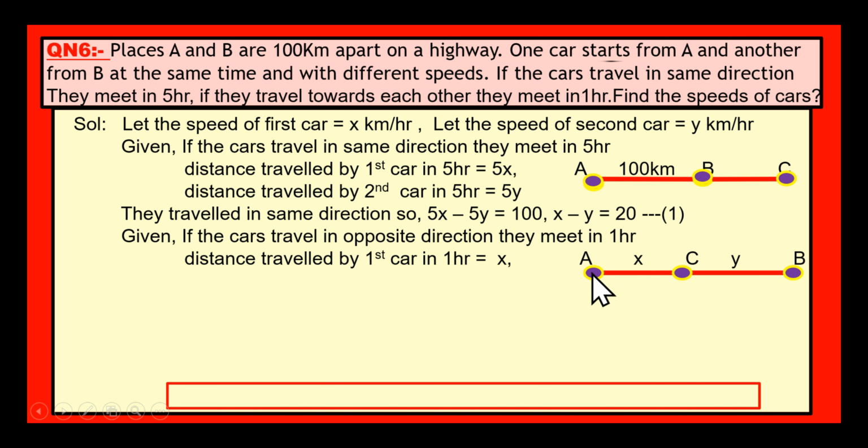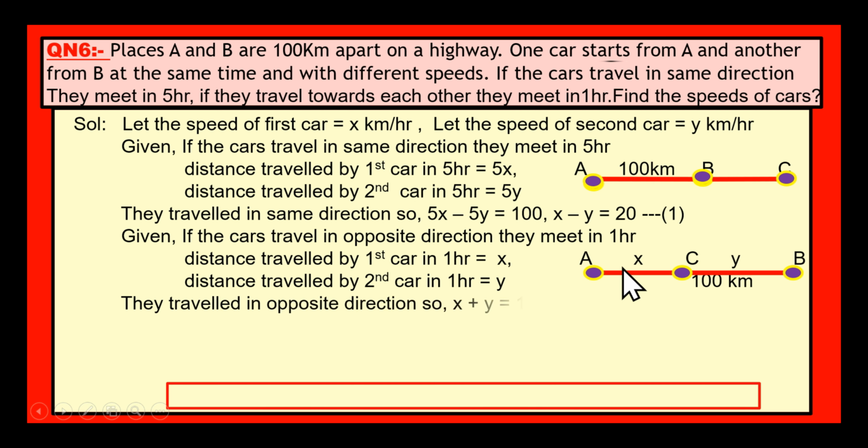The distance traveled by the first car in 1 hour is equal to time into speed. Time is 1 hour into speed x. 1 into x is x. Similarly, the distance traveled by the second car is time into speed. Time is 1 hour and the speed is y. Therefore, 1 into y is y. You see, A to C is x, C to B is y, but total AB is equal to 100 kilometers. Therefore, from the diagram it is clear that x plus y is equal to 100 kilometers.